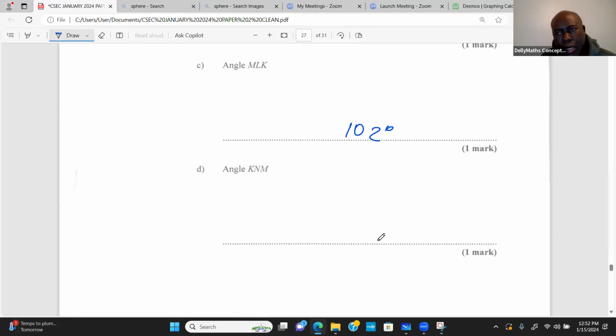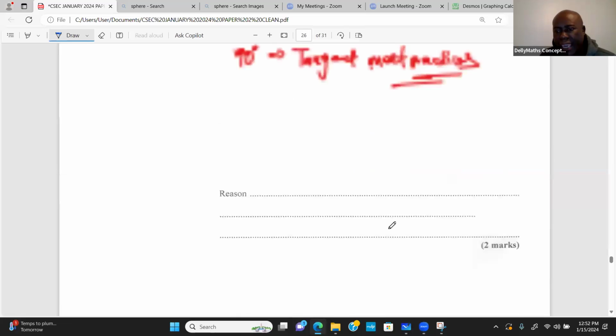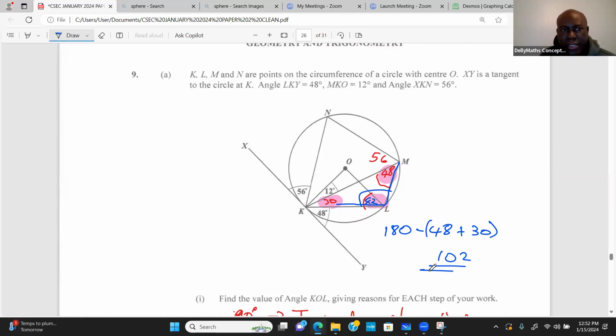It says K, N, M. So let's go for that. K, N, M. Oh, they want this angle here. And as you could see here, let me clear up this diagram again of all the unnecessary things and put on what we want. So this angle here is very important right now.